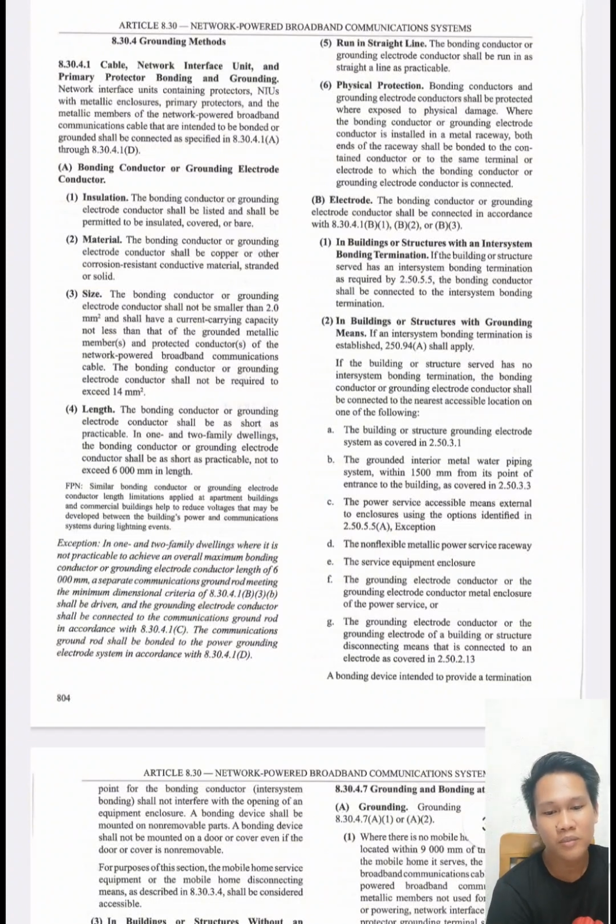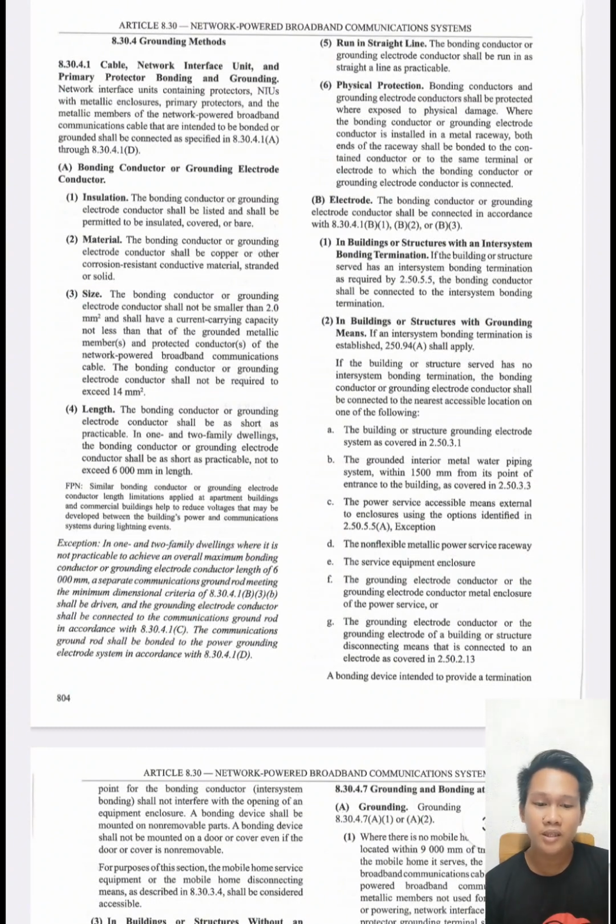So next we have letter B, electrode. The bonding conductor or grounding electrode conductor shall be connected in accordance with 8.30.4.1b1, b2, or b3. So next, first we have in buildings or structures with an intersystem bonding termination. If the building or structure served has an intersystem bonding termination as required by 2.50.5.5, the bonding conductor shall be connected to the intersystem bonding termination.